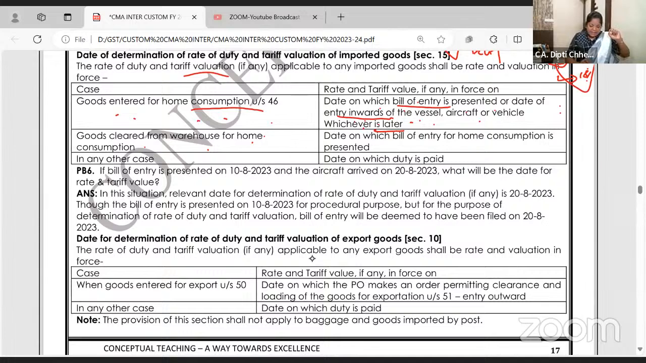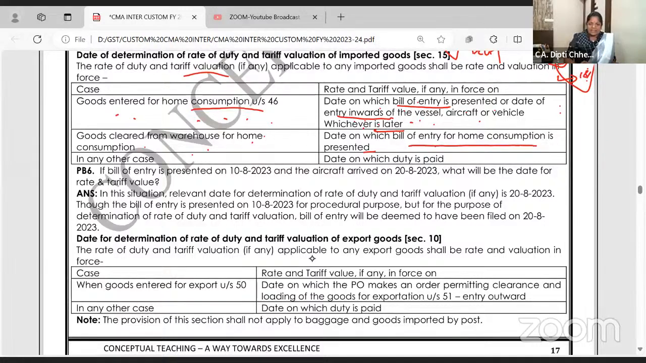sometimes the goods are not cleared for home consumption, but they are warehoused without payment of duty. Now, when they are cleared from the warehouse for home consumption, the date is the date on which the bill of entry for home consumption is presented. Here the entry inward is already over. After that, goods have been parked in the warehouse. Now from the warehouse, it's time to give them a farewell. That time the bill of entry for home consumption is presented. On that day, what is the rate you have to take?